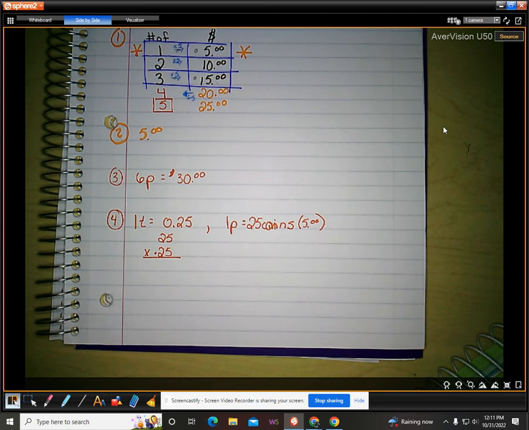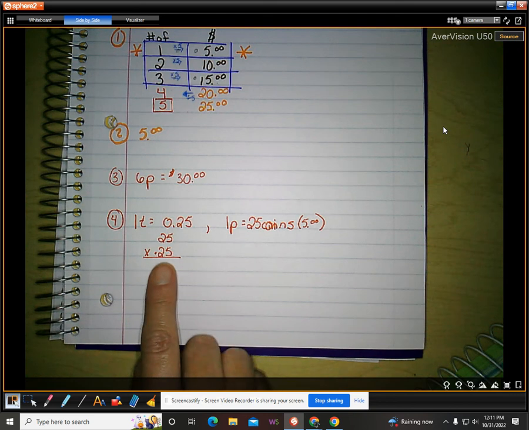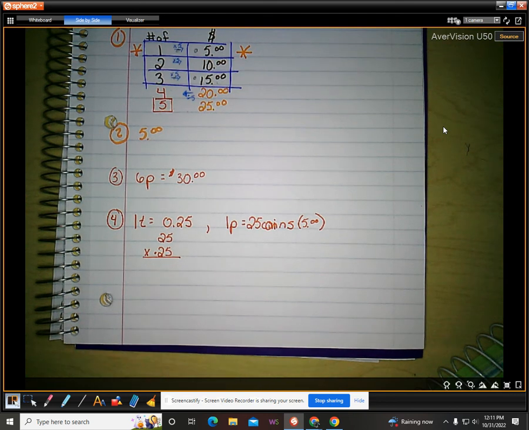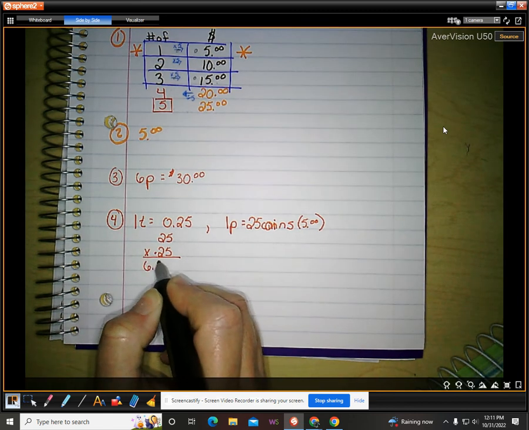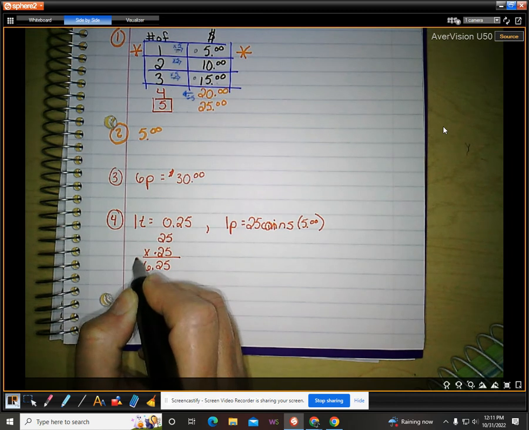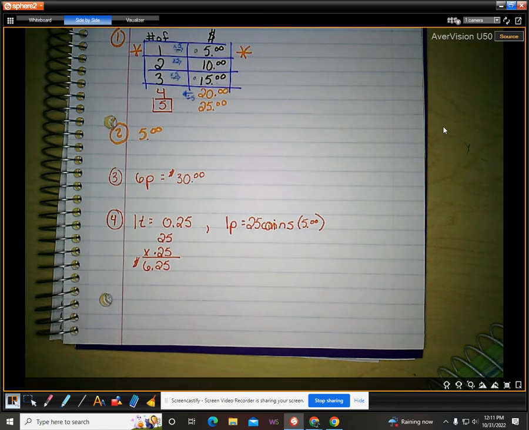This is where you are allowed to use a calculator now, because your calculator doesn't tell you what to punch into it. You have to know what you're doing in order to use a calculator. Okay? So if we take our calculators and we take the 25 times the 25 cents, 25 coins is going to cost us $6.25 if we buy them individually. If we buy them as a package, they're going to cost us $5.